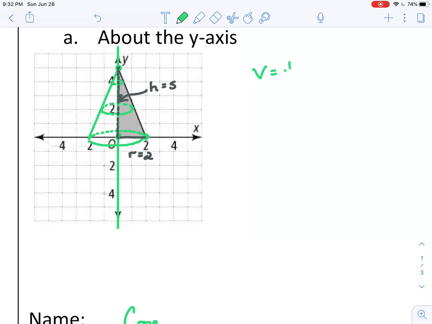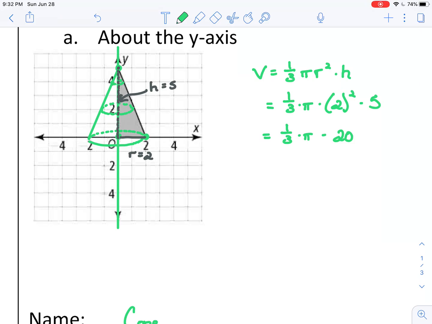So when we go to find our volume, 1/3 pi r squared h, I'm going to plug in 2 for my radius. I'm going to plug in 5 for my height. I'm going to ignore the first of those two things. 2 squared times 5, I'm going to combine. And then here I need to pause. 20 doesn't divide by 3.